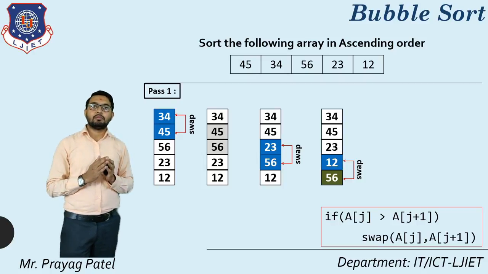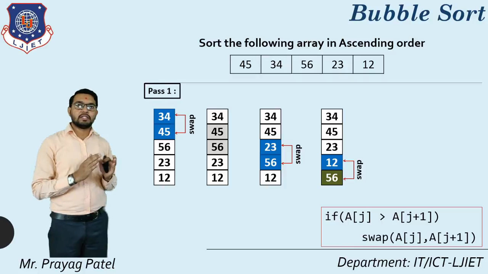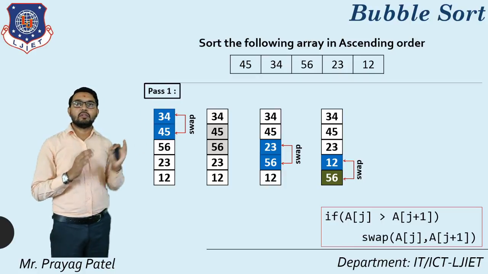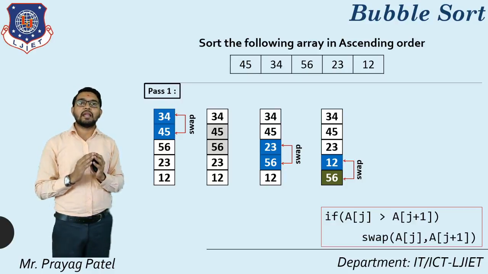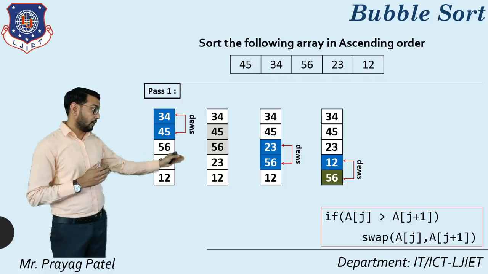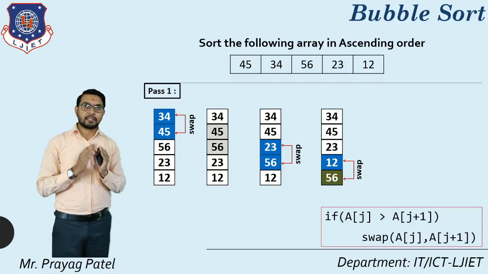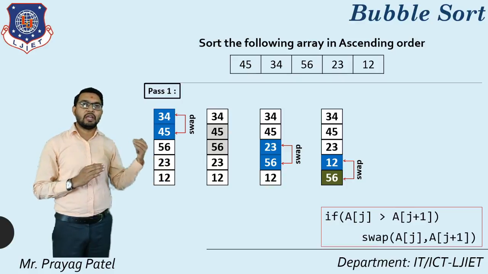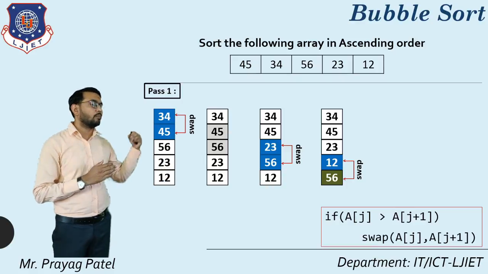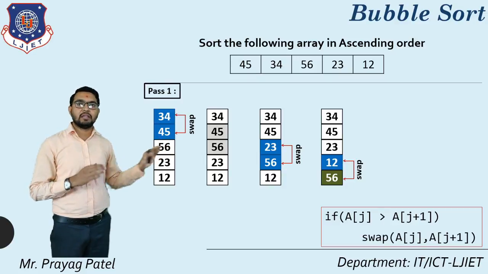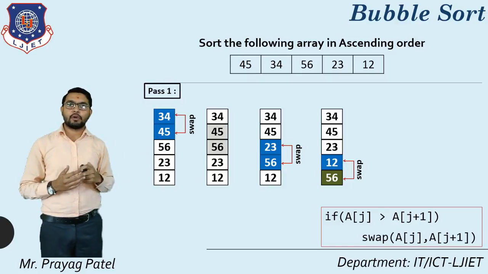So after swapping in this process, we reach the last element. After completion of pass 1, we get one element as a sorted element at the last position. So here we can say that 56 occupies its proper place. So in the next step, or in the next case, we do not compare the 56 with any other element. That's why we can say the 56 occupies its proper place.